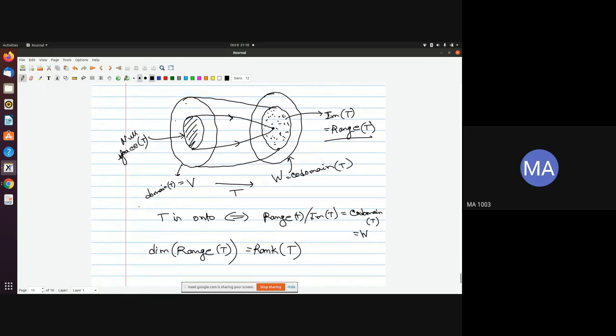So, in this diagram, the null space is a subspace of V, the domain. The range space is a subspace of the codomain, on the other side. The null space is inside V, the range space is inside W, when T is from V to W. The dimension of the null space is called nullity. The dimension of the range space is called rank. Is it clear? Yes, sir.